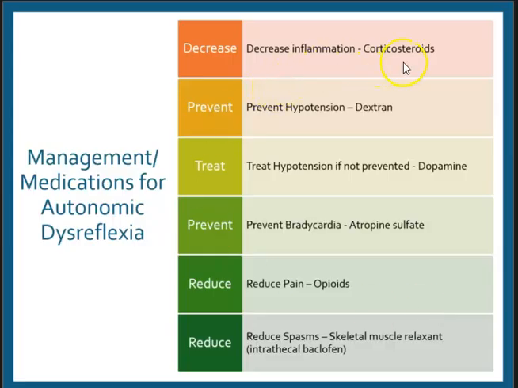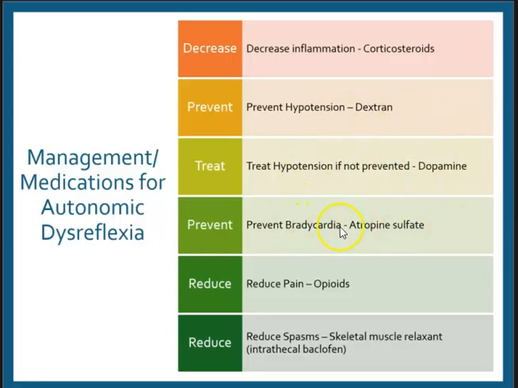Decrease inflammation. We could give corticosteroids. Prevent hypotension, dextran. So maybe we overtreated them with the nifedipine. So now we want to bring them back up. Treat hypotension if not prevented with dopamine again, if we gave them too much.